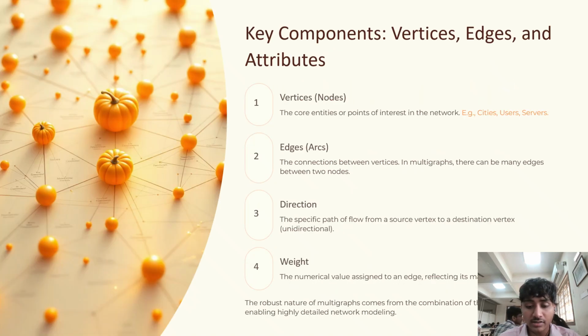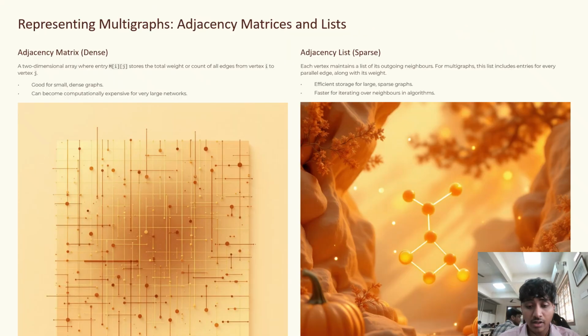Key components: vertices, edges, and attributes. The core components of a robust model are vertices, edges, the directions, and the weights. The combination of these distinct attributes enables richly detailed network modeling. Representing multigraphs: adjacency matrix and list.